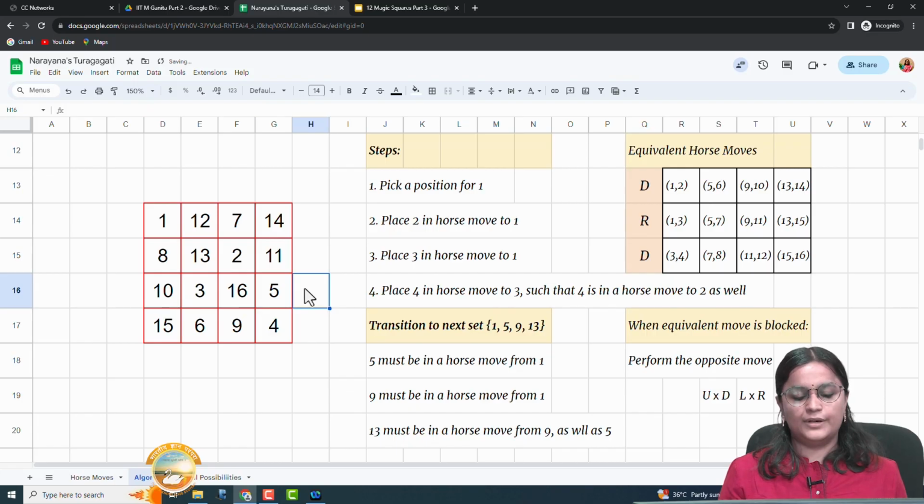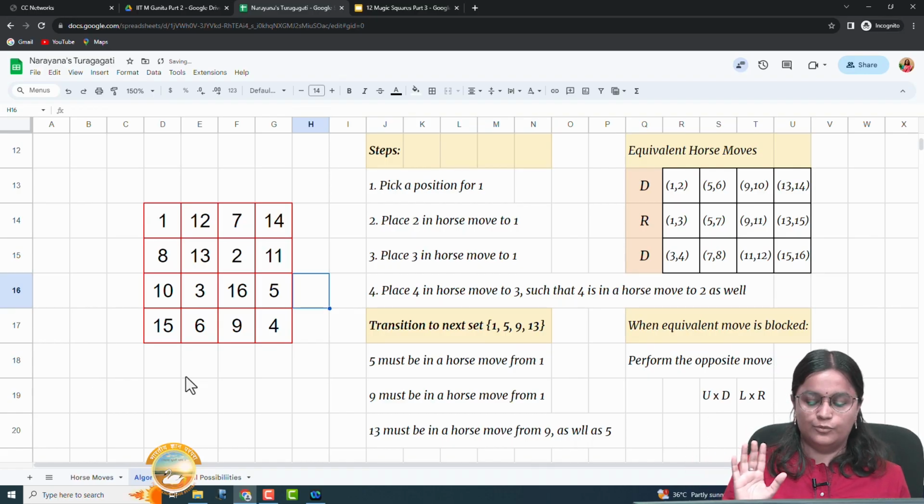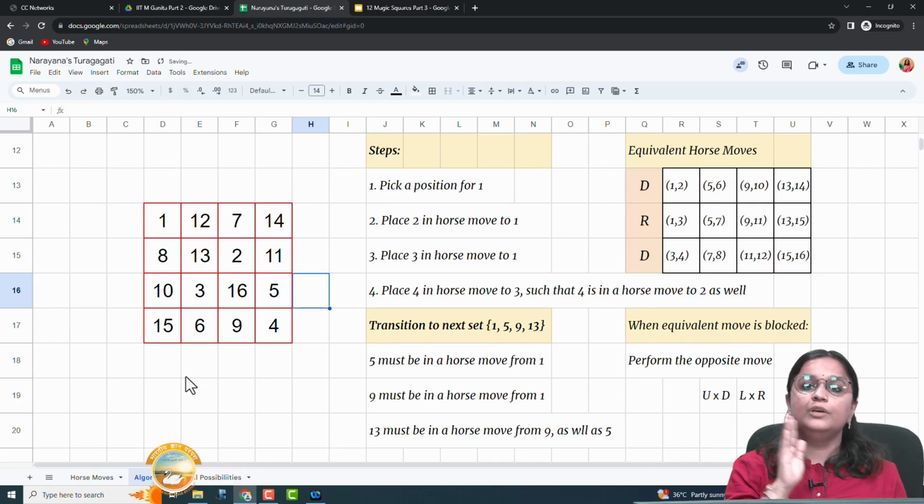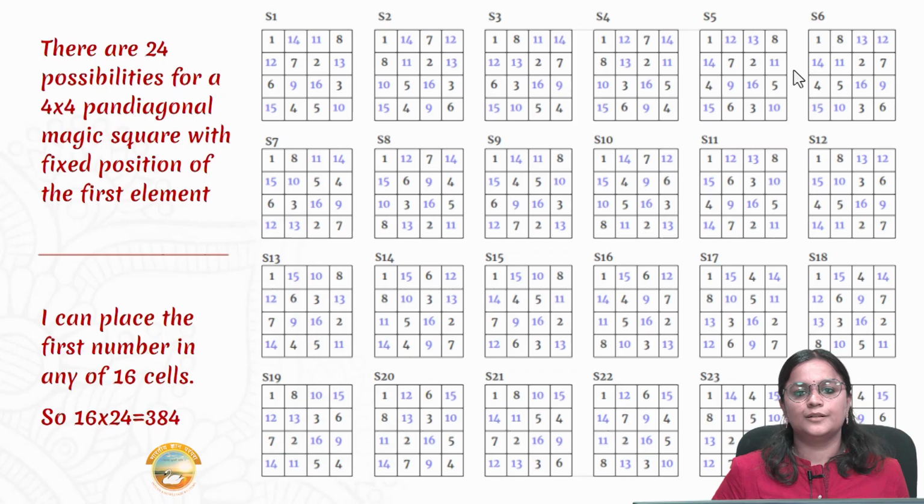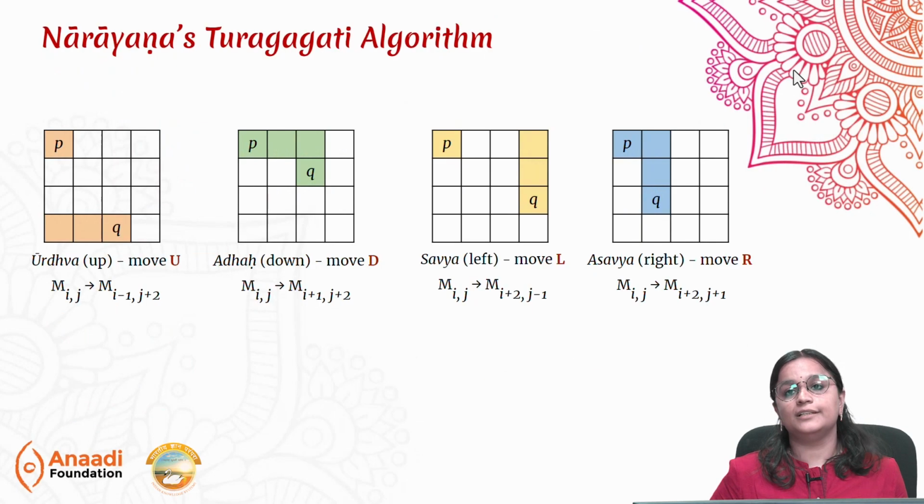So, here you can see that with this example, we have also learnt how to place our numbers in cases where our equivalent moves are blocked, right? The simple thing that we do is we perform the opposite move, which means if it is up, we go down, if it is left, we go right, and so on. So, I hope that the 2 examples that we took clarified the method as well as the rigor of the Turagagati algorithm by Narayana Pandita.